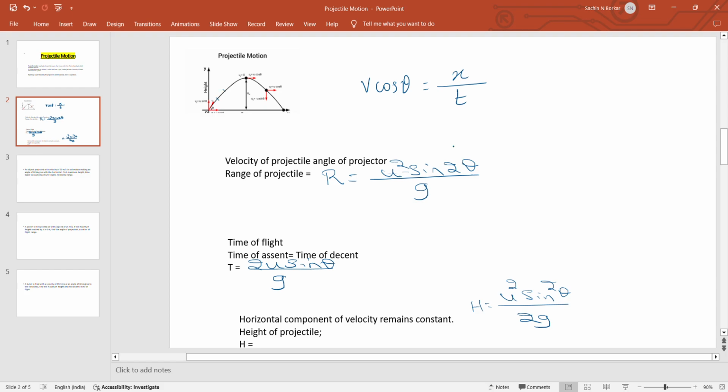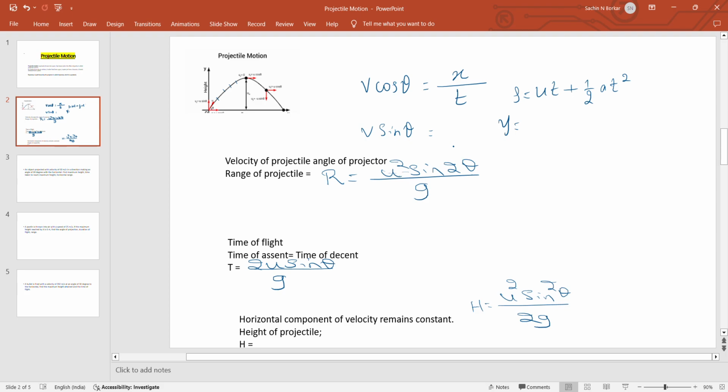So as we can see, the body ascends upward. Its vertical velocity, which is v sine theta, is the velocity which is affected by gravity. Therefore the displacement in this case will be given by s equals ut plus half at square.